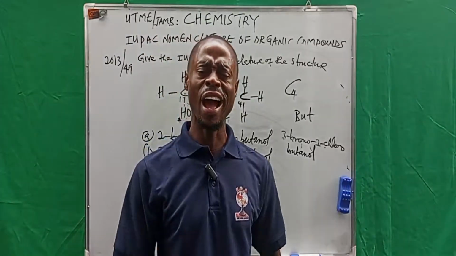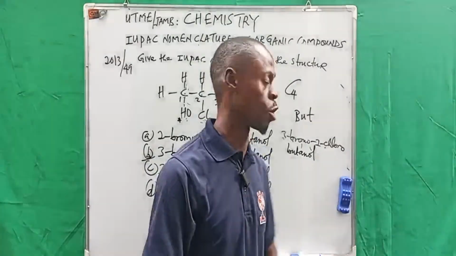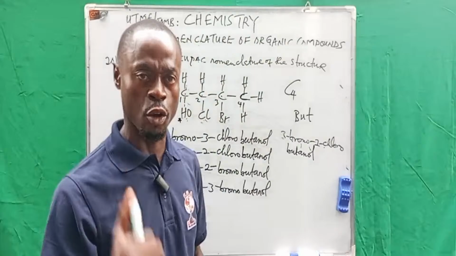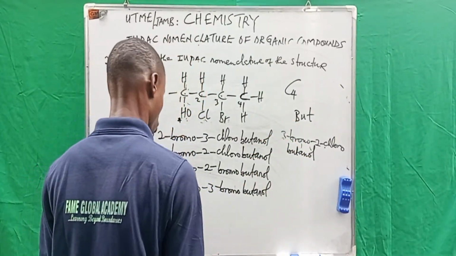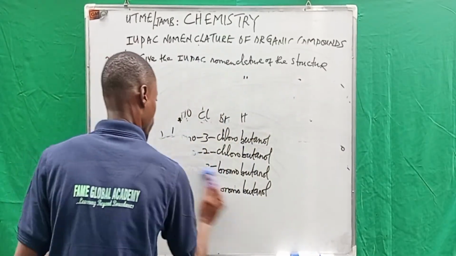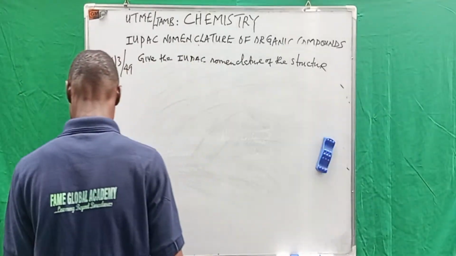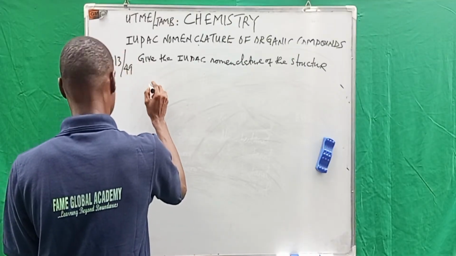And today we are answering UTME questions based on the topic in chemistry called IUPAC nomenclature of organic compounds. So this is the simple way of going about naming this type of structure. Let's take some more. We have another structure on the board.